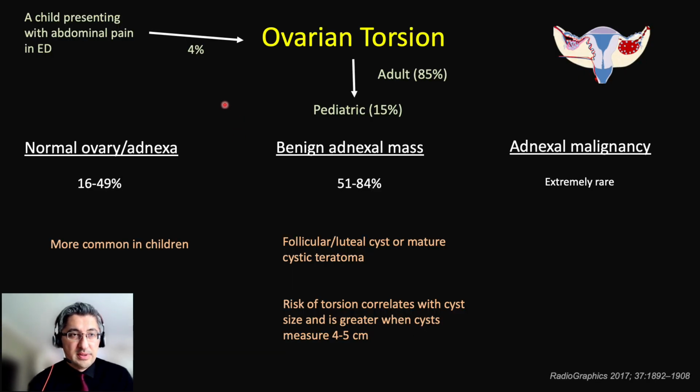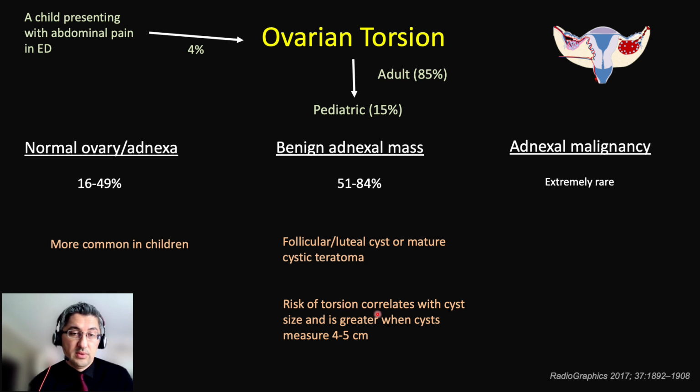Let's look at some numbers in this slide. 4% of children presenting with abdominal pain in the ED have ovarian torsion, and it's more common in adults than children. Only 15% of all ovarian torsion is seen in the pediatric population. They are commonly associated with a benign adnexal mass, 51 to 84%, and these masses are usually follicular or luteal cysts or mature cystic teratoma.